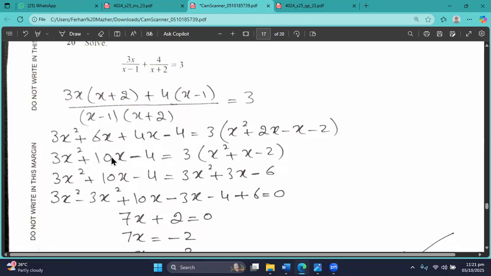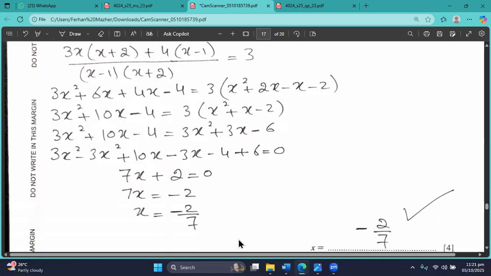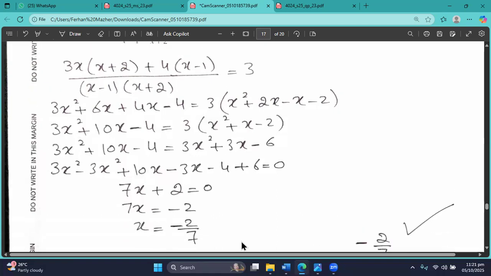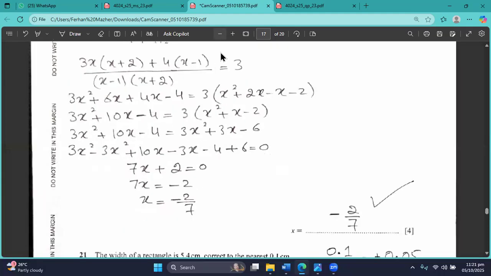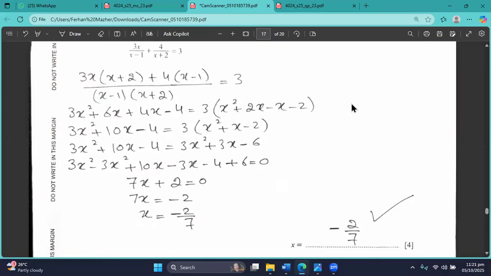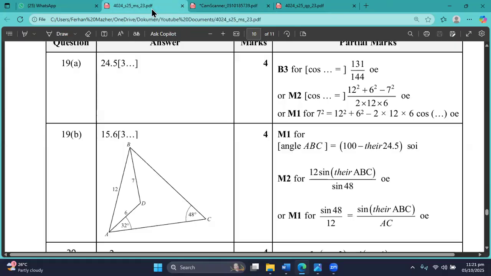So 3x squared plus 10x minus 4 equals 3 bracket x squared plus x minus 2 bracket close. So 3x squared plus 10x minus 4 equals 3x squared plus 3x minus 6. 3x squared minus 3x squared plus 10x minus 3x minus 4 plus 6 equals 0. So you're left with 7x plus 2 equals 0. These two are cancelled. So 7x equals minus 2, and x will be equal to minus 2 by 7. This is how this part is done.